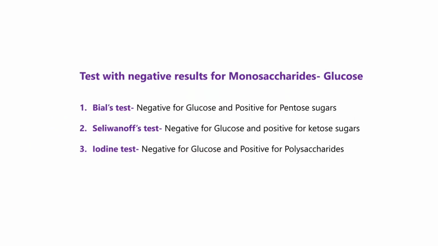There are a few tests which turn negative for monosaccharide glucose. Those tests are Bial's test, Seliwanoff test, and iodine test. Bial's test will be negative for glucose and positive for pentose sugar. The pentose sugar is ribose sugar. Seliwanoff test will answer for ketoses and not for glucose. Iodine test is negative for glucose. It will be positive for polysaccharide.